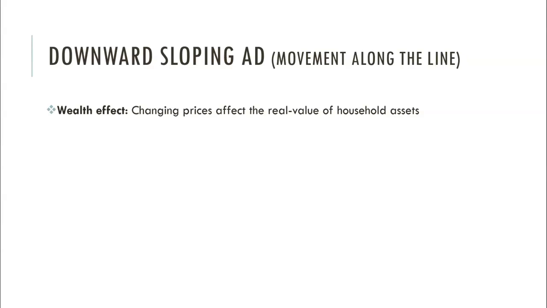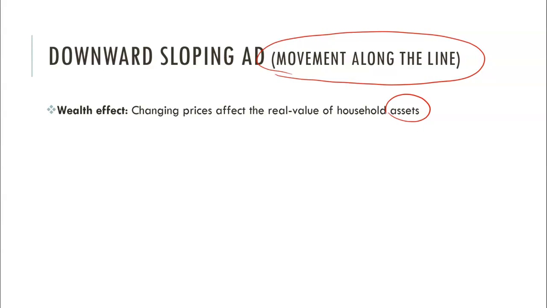And so we're going to look at a couple reasons why. So things that cause a movement along the curve. Why would we have a higher real GDP when prices drop? The first reason is the wealth effect. Changing prices affect the real value of household assets. So an asset is something that a person or a household owns that's of value.